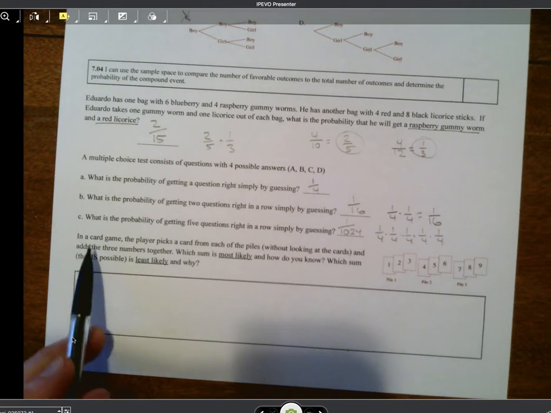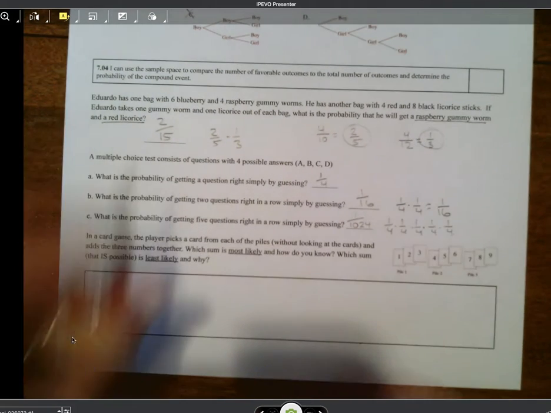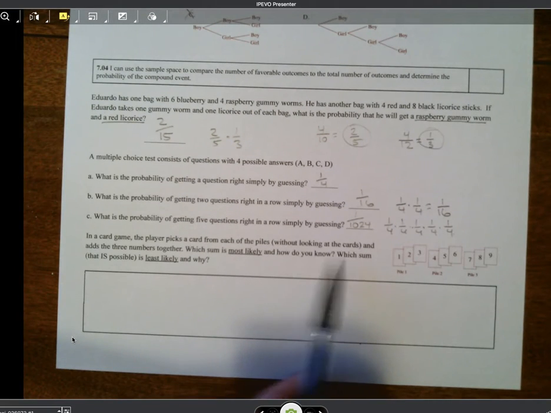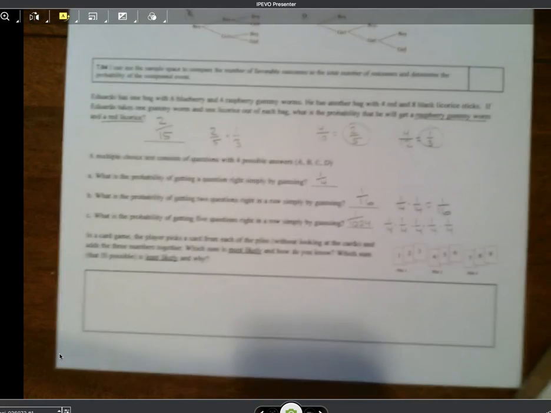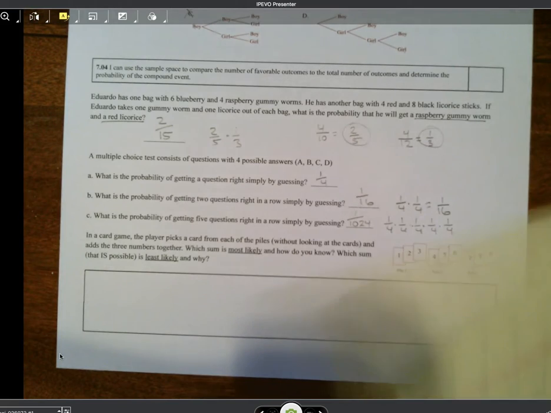Okay, in a card game, the player picks a card from each of the piles without looking at the cards and adds the 3 numbers together. Which sum is most likely and how do you know? Which sum that is possible is least likely and why? So I think I need a little bit bigger piece of paper for this because I'm going to have to list out all of the potential outcomes.